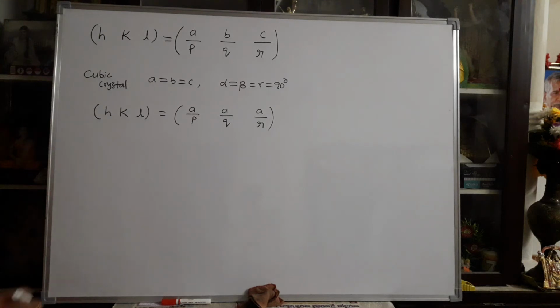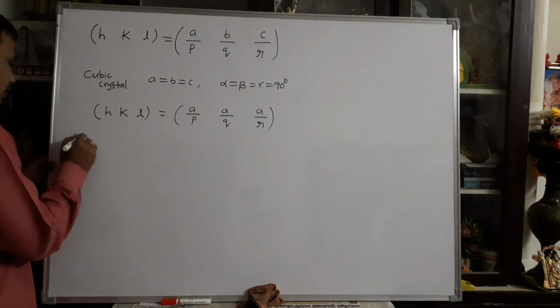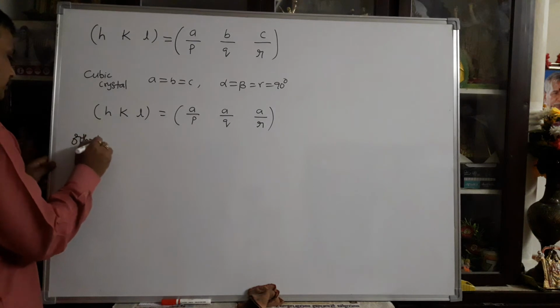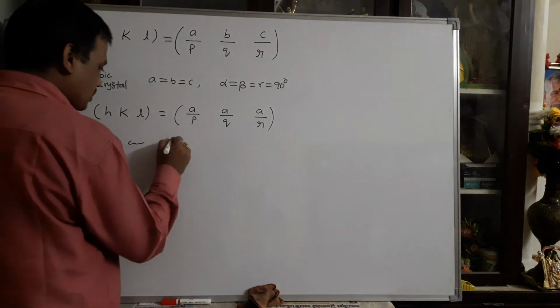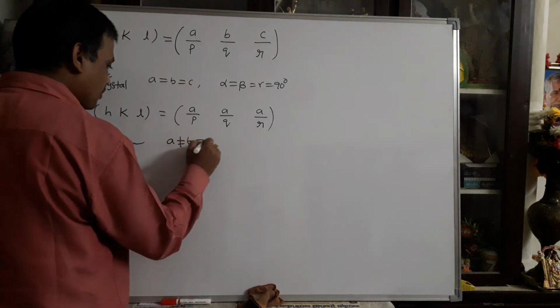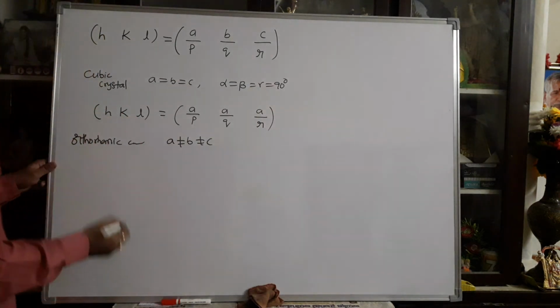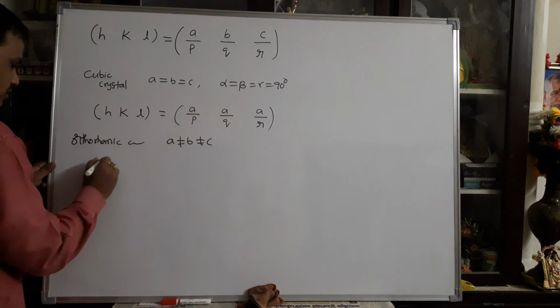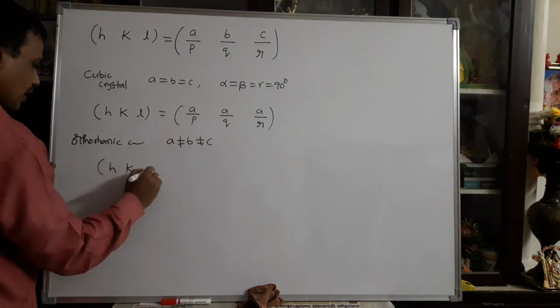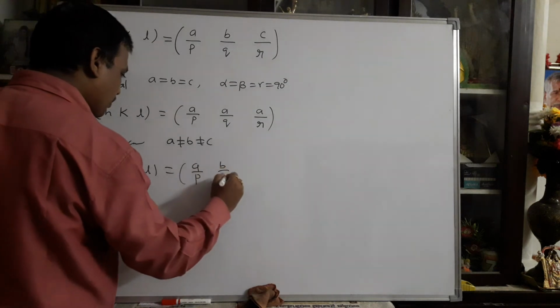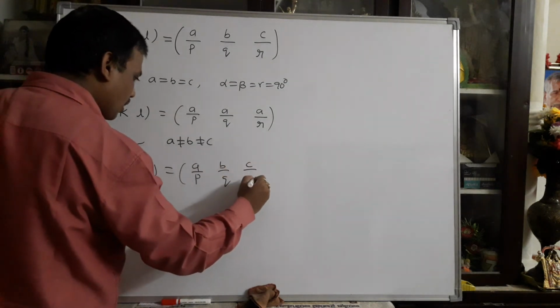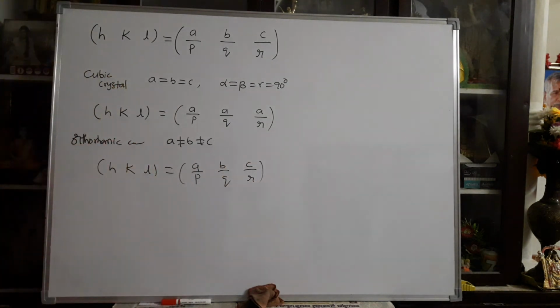Otherwise, you can take an orthorhombic crystal. For an orthorhombic crystal, a is not equal to b is not equal to c, depending on the interfacial angles, but you are taking the lattice constants. So HKL can be written as a by p, b by q, c by r. This is the representation of Miller indices for different crystal structures.